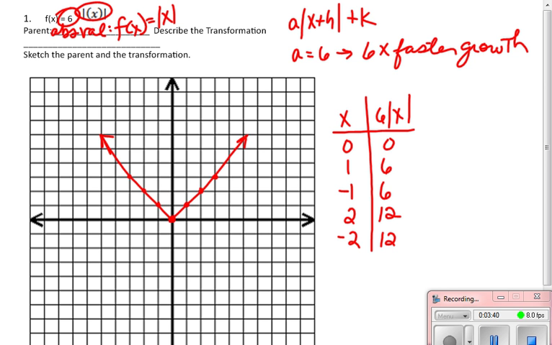And so you can see 0, 0, at 1, 1, 2, 3, 4, 5, 6. And at 2, I'm at 7, 8, 9, 10, 11, 12. You can see how much quicker that graph begins to grow, which is what that A value does to our graph.